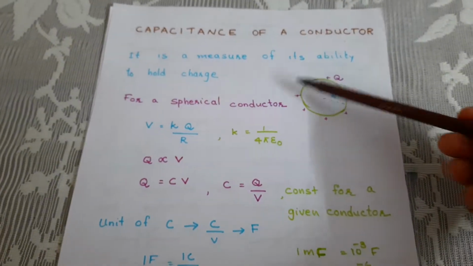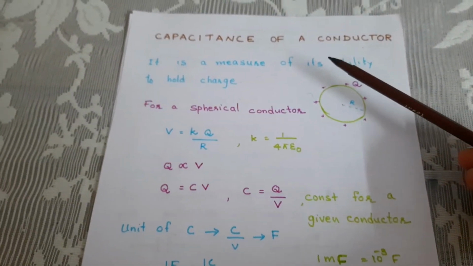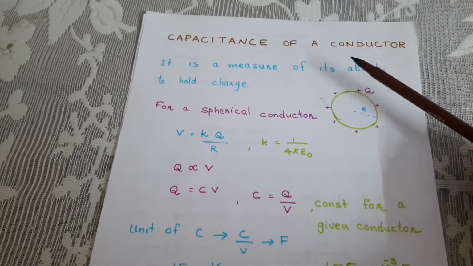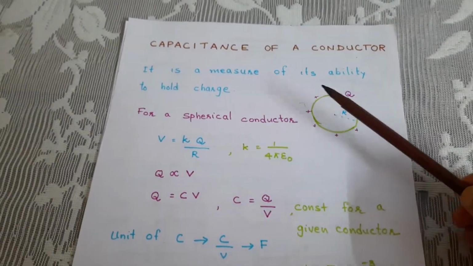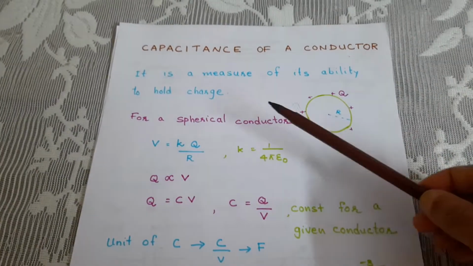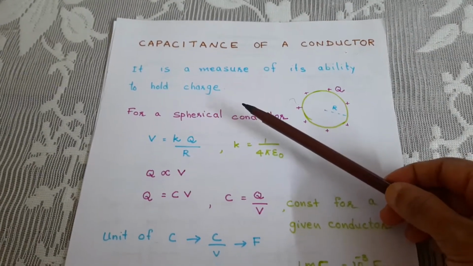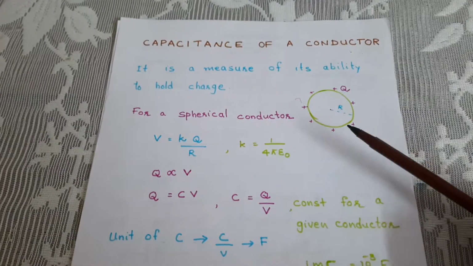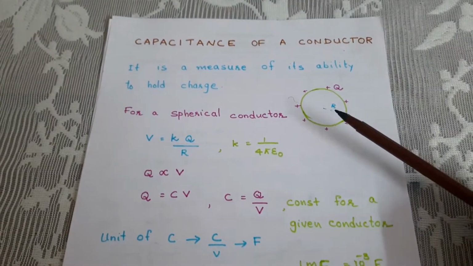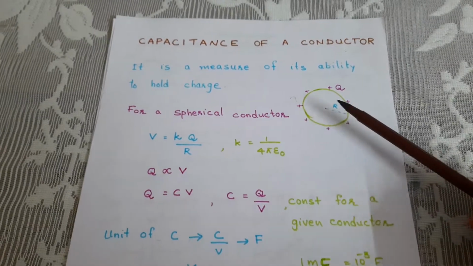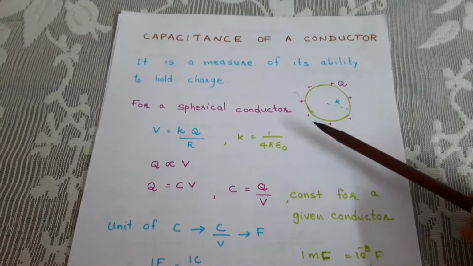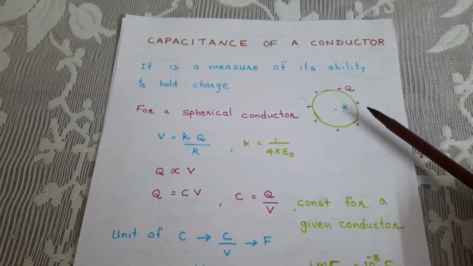In this class, let us learn about capacitance of a conductor. Capacitance is a measure of the ability of a conductor to hold electric charge. Let us consider a spherical conductor of radius r. If the conductor is charged, the charge spreads uniformly over the surface of the conductor.